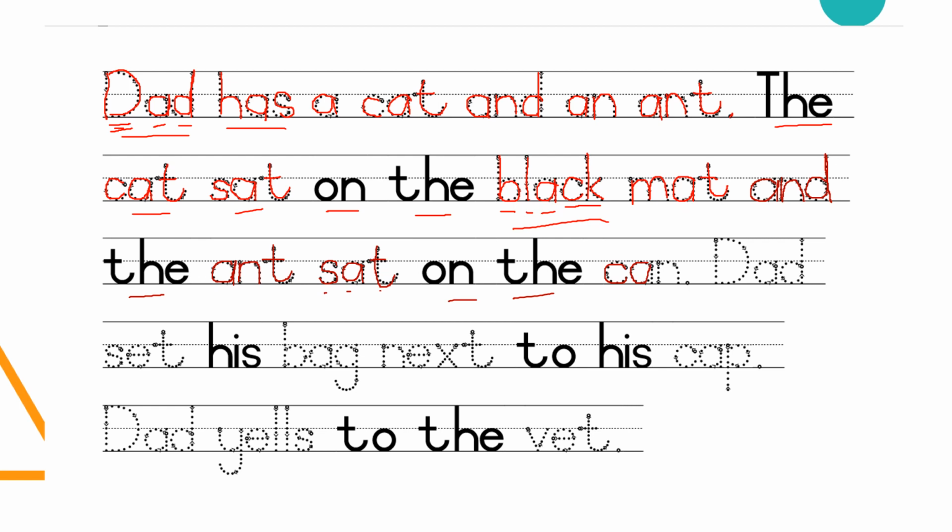a, n, and an end mark. So let's read this. The cat sat on the black mat, and the ant sat on the can.